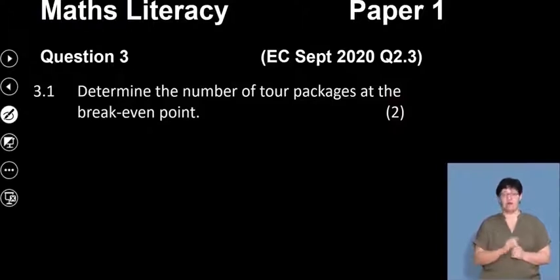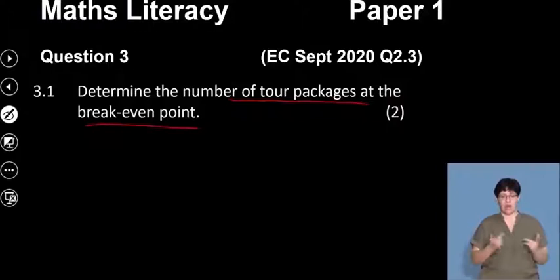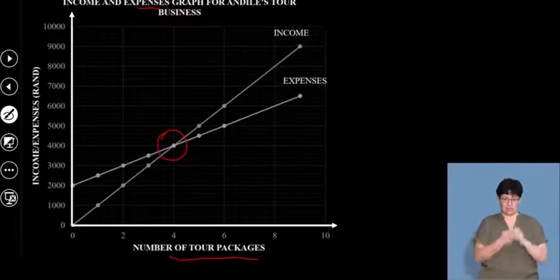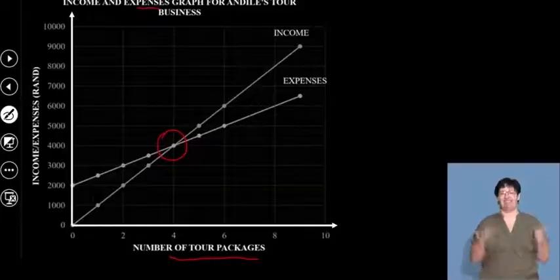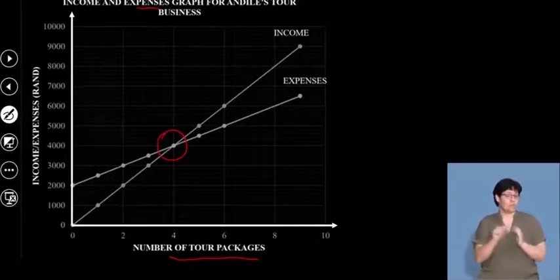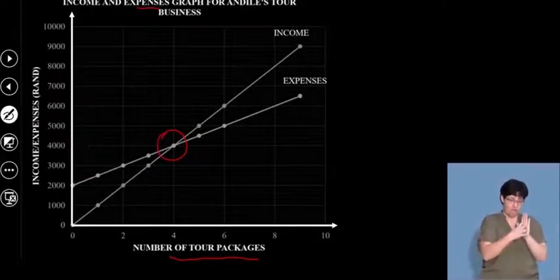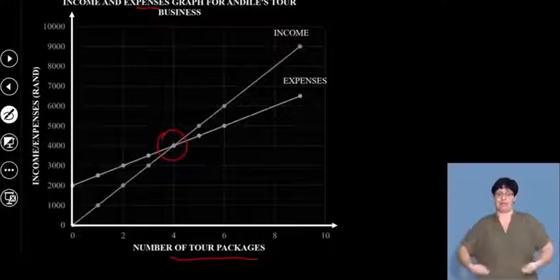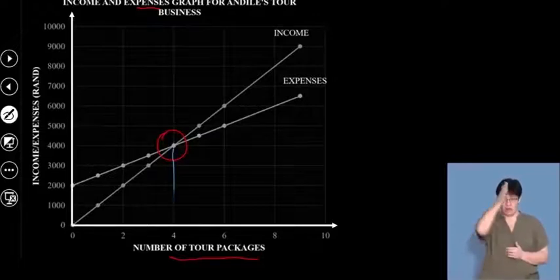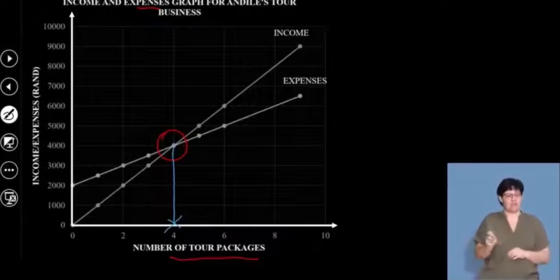So the first question was, determine the number of tour packages at the break-even point. So let's go back to that graph. I told you they're going to ask us this question. They want to know the number of packages, so it's important that we go from the graph where it breaks even. That's where the 2 graphs are equal. Break even, your income is equal to your expenses. You're going to draw a line going down to the axis, and you're going to read the value there. So the number is 4.